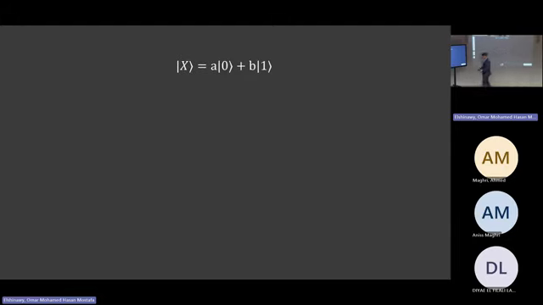Meaning that if I measure x, I'm not able to know how much is in 0 or how much is in 1. I'm just able to measure either 1 or 0, however, with respect to some probability. And this is one state made by one qubit.